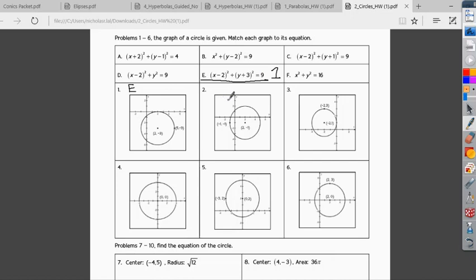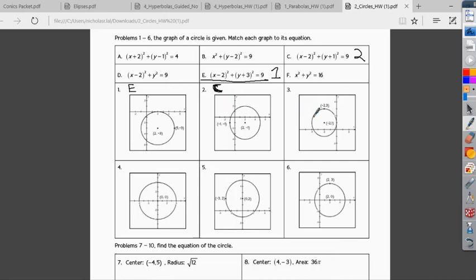For problem 2, we have a center at 2, -1. Right there, now I know the left-hand side of my equation will have a center of x minus 2, y plus 1. So x minus 2, y plus 1, that will be c. So 2 is associated with c, and c is associated with 2.